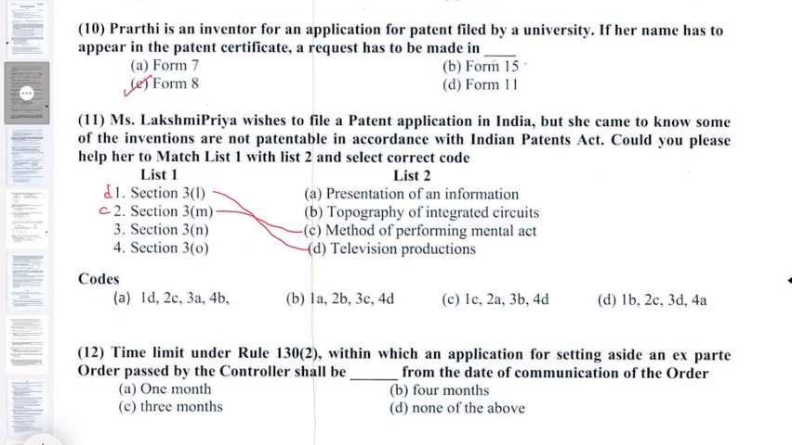Section 3N, N is for the presentation of information. And 3O, O is topography of integrated circuits. So the correct order is D, C, A and B. So A is the correct option here.